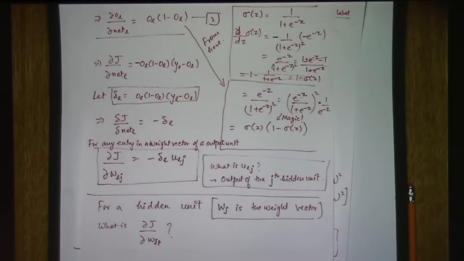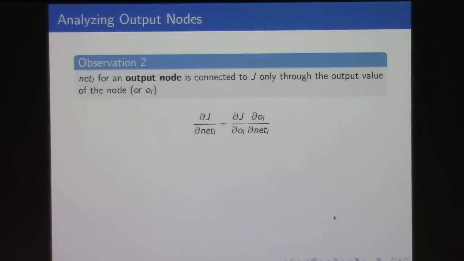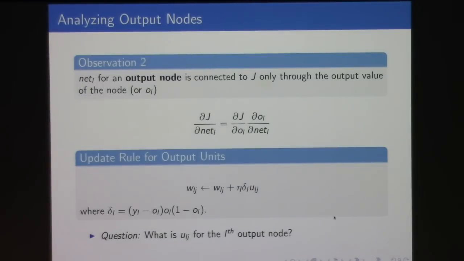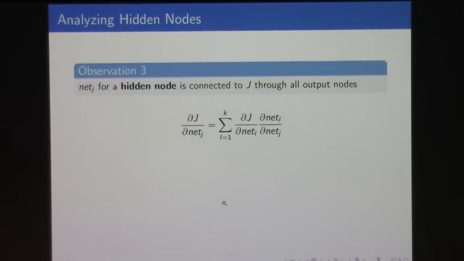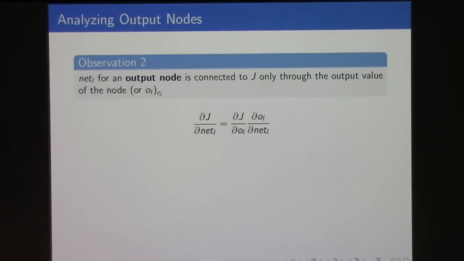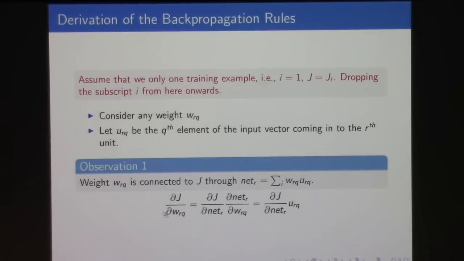All right. So let me switch back here. We have to make one more observation here. So this is the update rule, right? So we know this. So now we say observation 3. All right. So net j for a hidden node, right? Remember that we have made this general observation that the partial derivative with respect to any element in any weight vector will be whatever is the input times this.